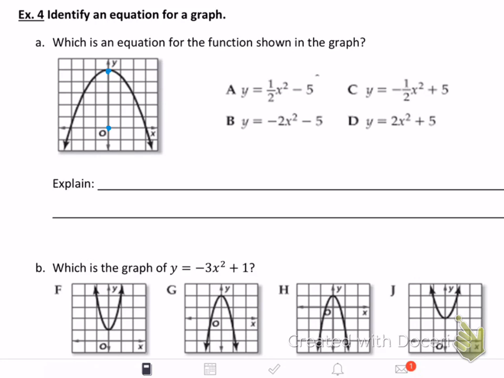And then think about, is this a narrow graph, or is it a wide graph? And then last thing, is it facing up or is it facing down? Did it flip at all? And so choose A, B, C, or D of what you think it is based on the evidence that you see in the graph, and then give some words below of why you believe that.